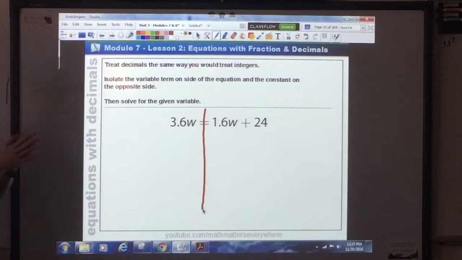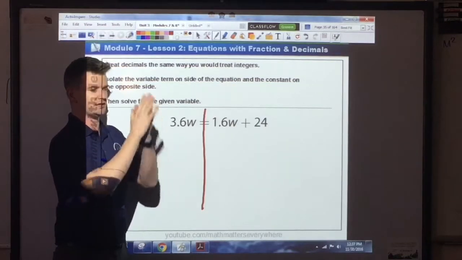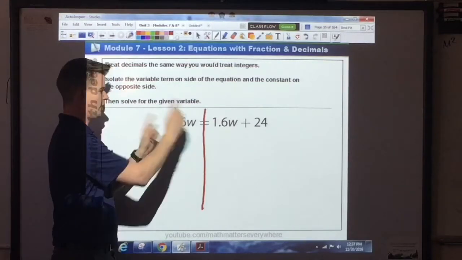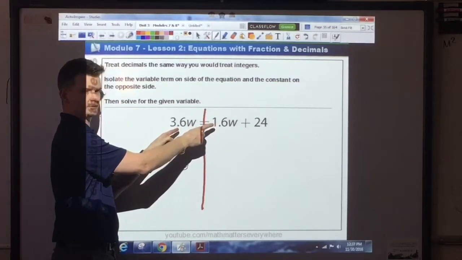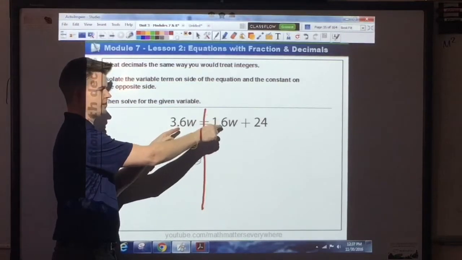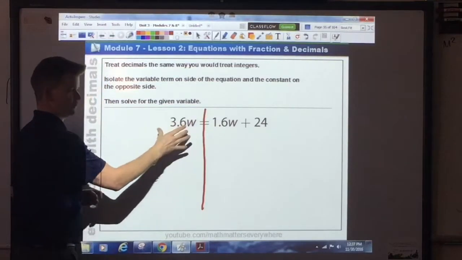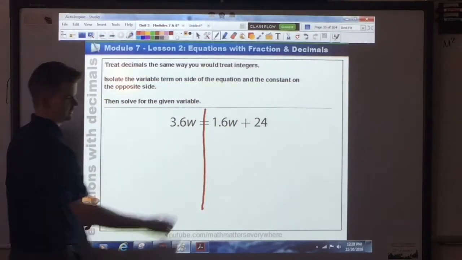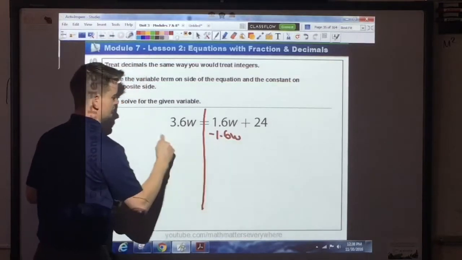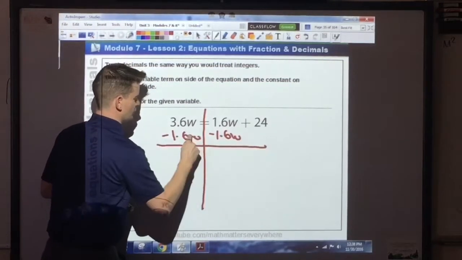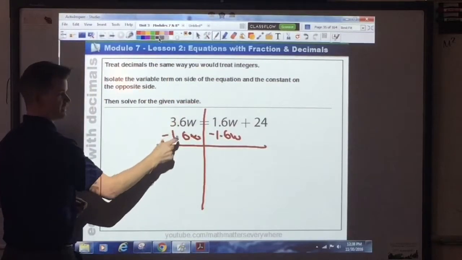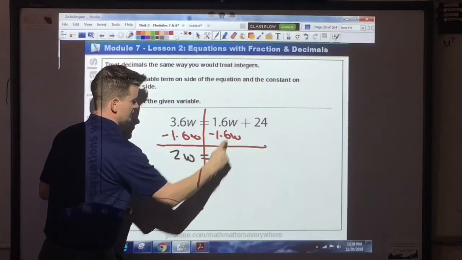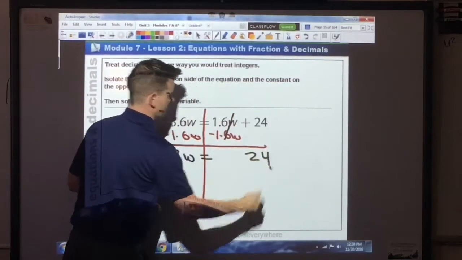Any other type of coefficient out there. Once again, the goal is to get the variable terms on one side, constants on the other. So we still look at the coefficients, guys. Which of my two coefficients is smaller here? 1.6. So we're going to move this over to this side. Variables on one side, constants on the other. What's the opposite of a positive 1.6w? Negative. So we subtract 1.6w from both sides. When I do that, 3.6 minus 1.6 gives me, anybody? 2. So I have 2w is equal to, these cancel, 24.